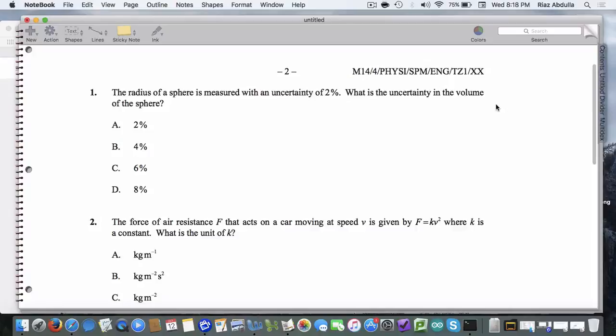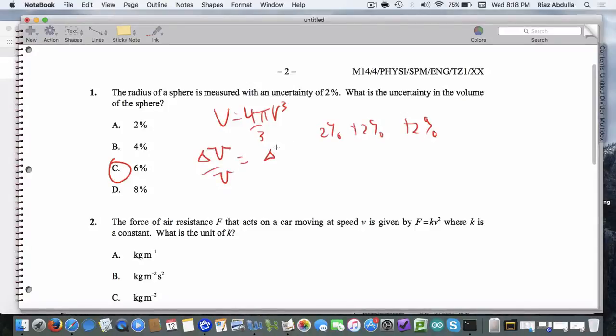All right. Uncertainty in the volume. So V is 4 pi r cubed over 3. Uncertainty in the volume is going to be 2% plus 2% plus 2%, since we're going by percents, which is 6%. How am I getting this? Because delta V over V equals delta R over R plus delta R over R plus delta R over R, which is going to be 3 times delta R over R. We know that this is just 2%, since we're dealing in percentages, which is 6%.